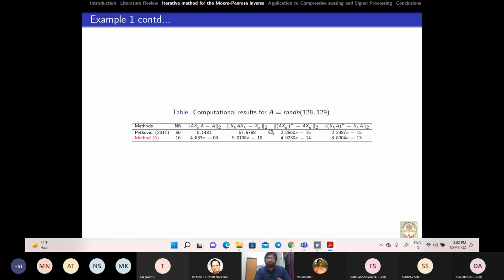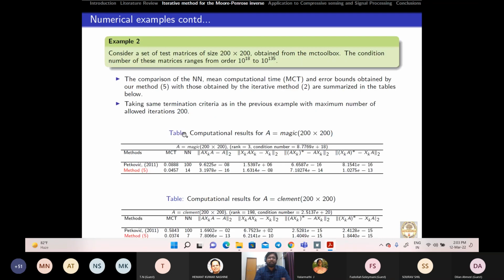And this was the error. We also observed that the method was not convergent at some point, and we produced a method which was converging and fast also. Okay, and then we applied our method to several test matrices. You might know these matrices from the matrix toolbox. The matrices were of order 200 cross 200, and their condition numbers were very high, from order 10 raised to 18 to 10 raised to 135.